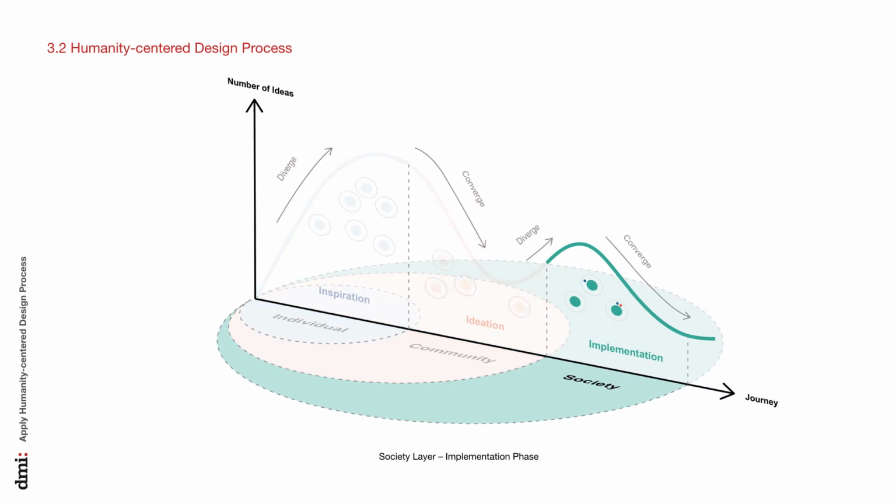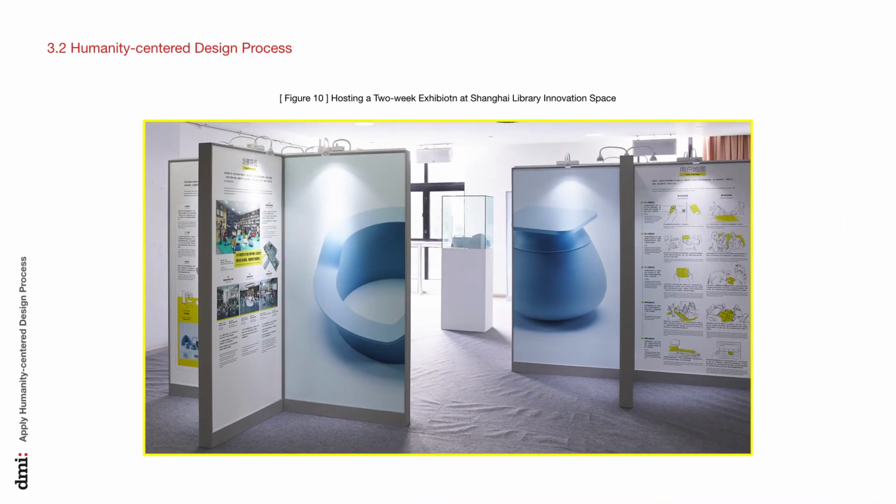So the last layer, the society layer, implementation phase. In the society layer during the implementation phase, the team co-hosted a 2-week exhibition with the Shanghai Library Innovation Team to share not only the ideas but also the whole design process with the public, to gather suggestions on the design concepts. The exhibition was open to the public for free.